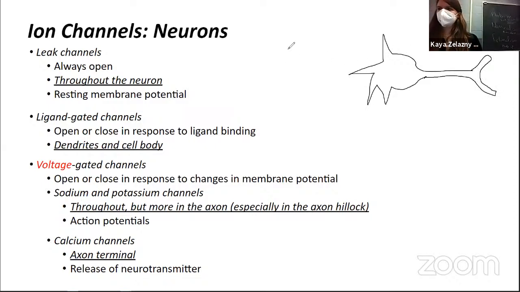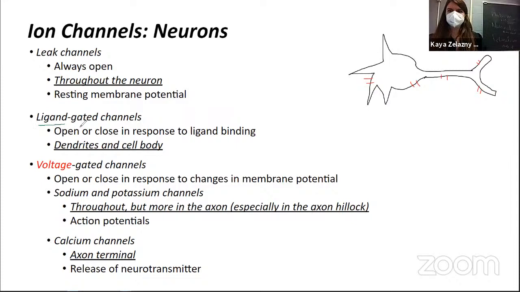Our leak channels are those that are always open and are maintaining our resting membrane potential. So we'd have them everywhere because they're keeping the neuron at that -70. We want all parts of the neuron to be at -70 at rest. It's not like the body of the cell, the round part, is at a different resting membrane potential than the terminals. Think of the whole thing as -70.